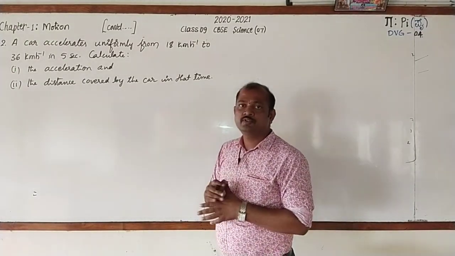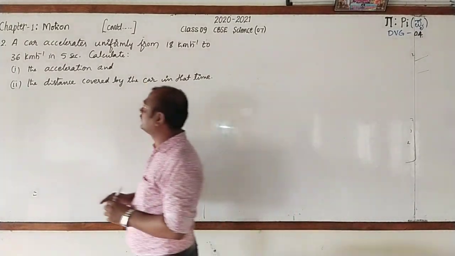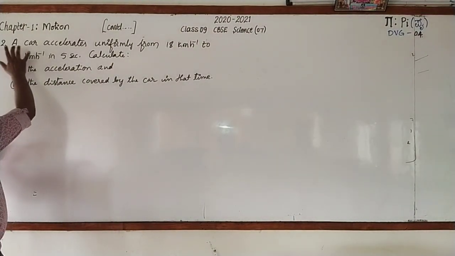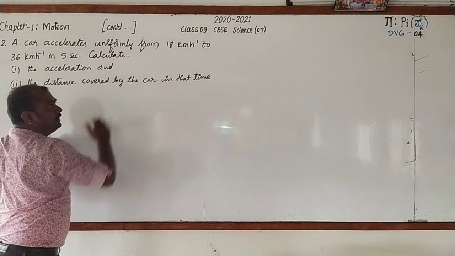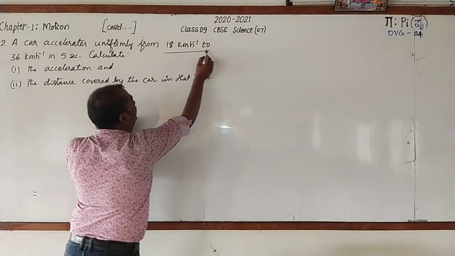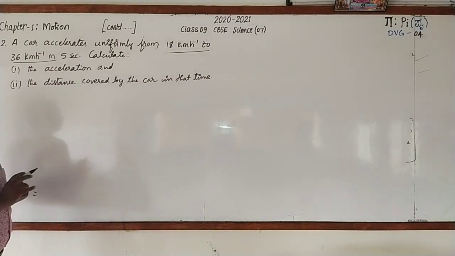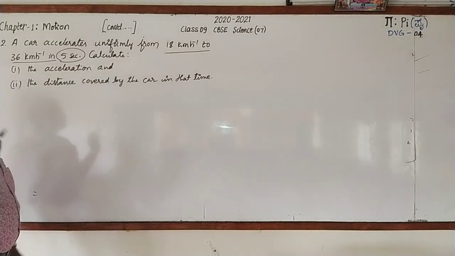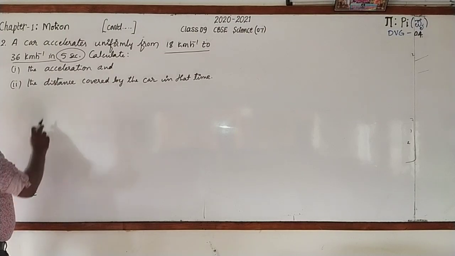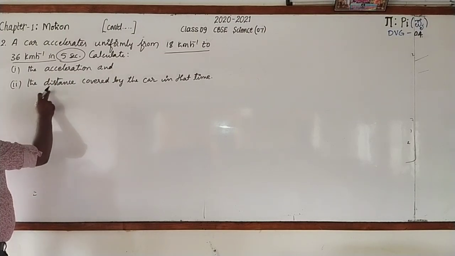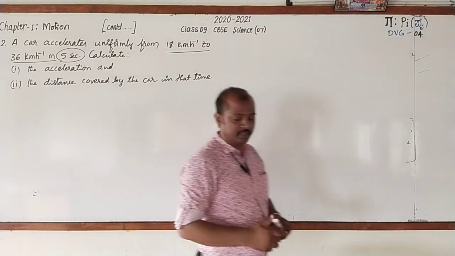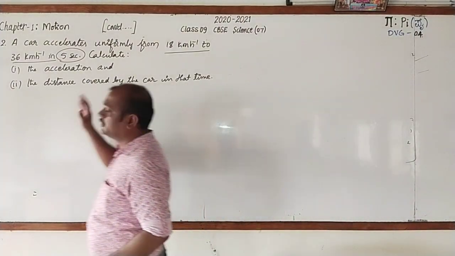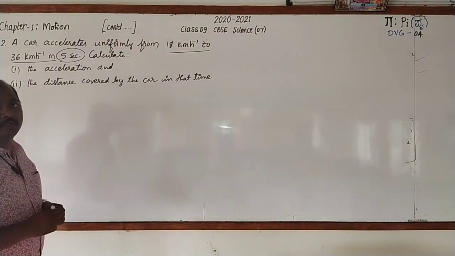Now, let's move on to second one. Just go through the given statement. Please don't write, observe the word. Second one is, a car accelerates uniformly from 18 km per hour to 36 km per hour. To change its velocity from 18 to 36, it has taken 5 seconds. If so, find out the acceleration, and second one is distance covered by the car in that time. Very simple it is. Observe it. It is similar to the first problem only.